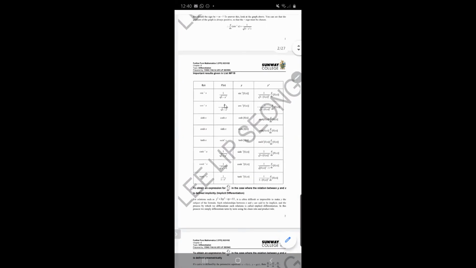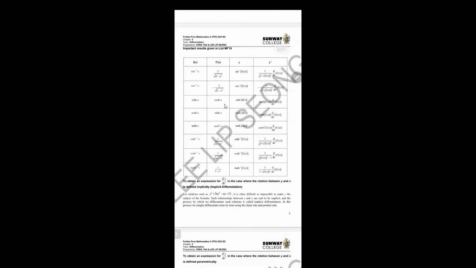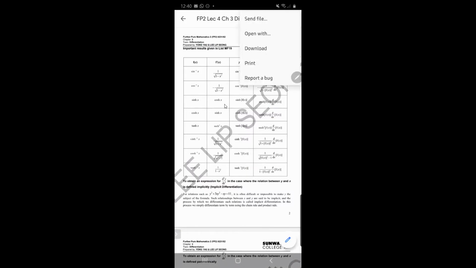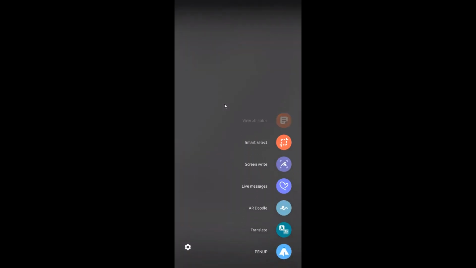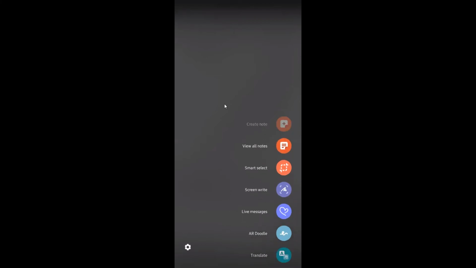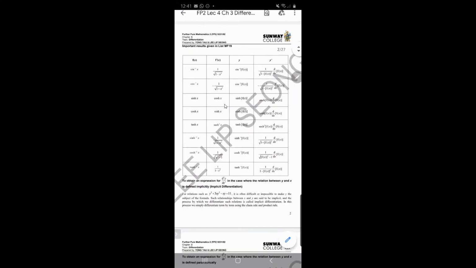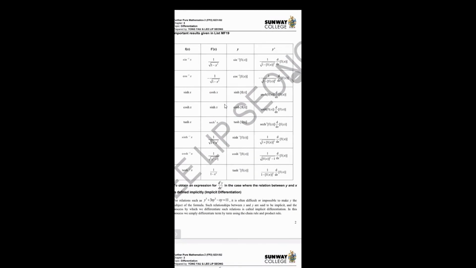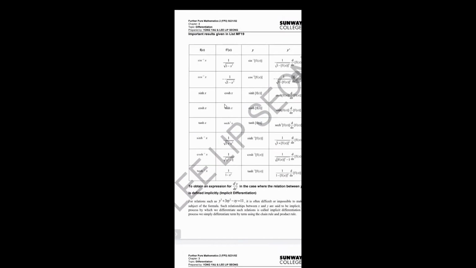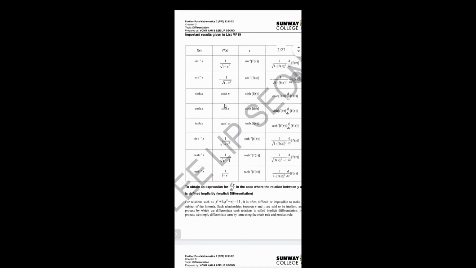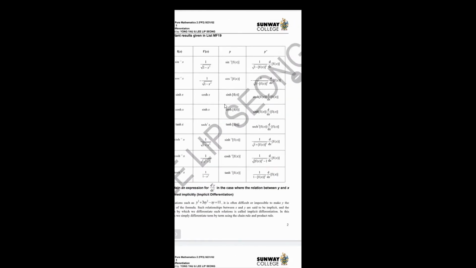I hope all of you have already downloaded the latest notes. Okay, never mind. So all of you should be able to see that I give you 4 columns. The first 2 columns are in the formula list MF19. The last 2 columns are actually the general result, the chain rule that I told you last week. Is that okay?